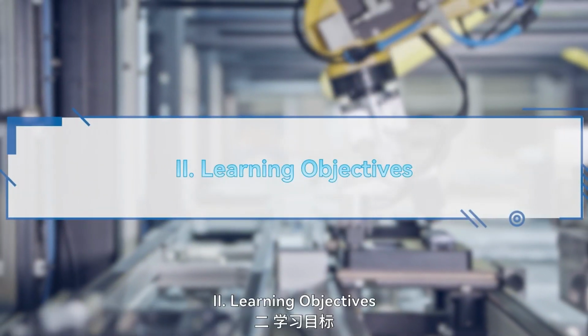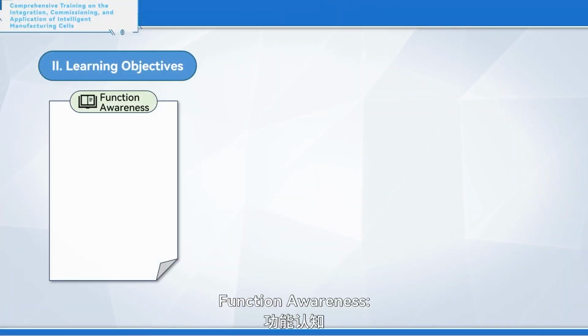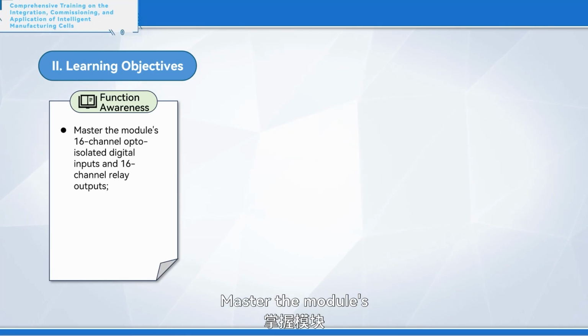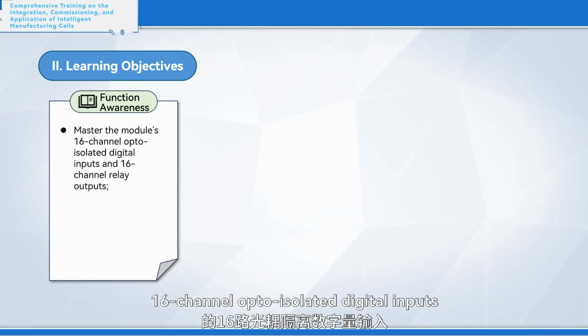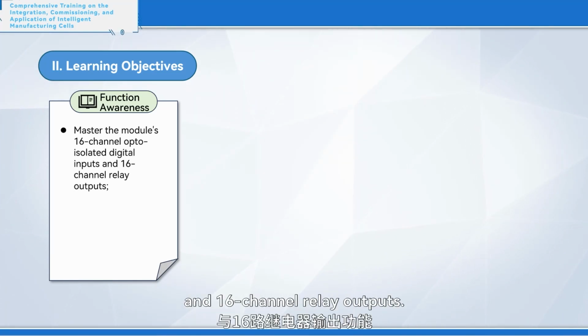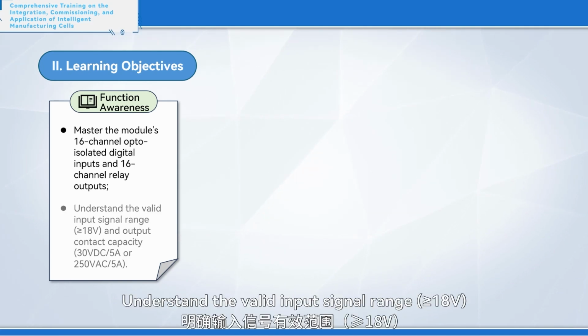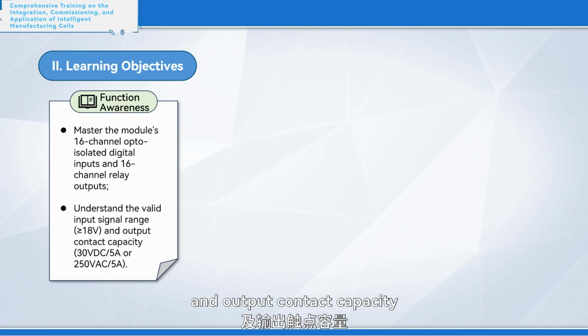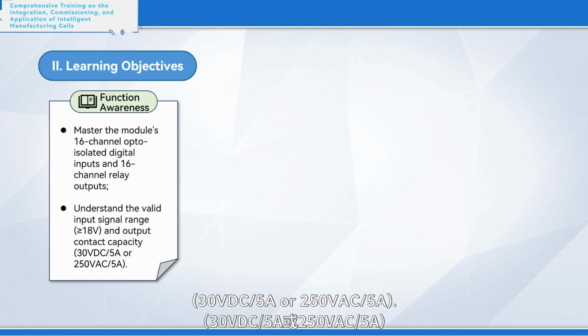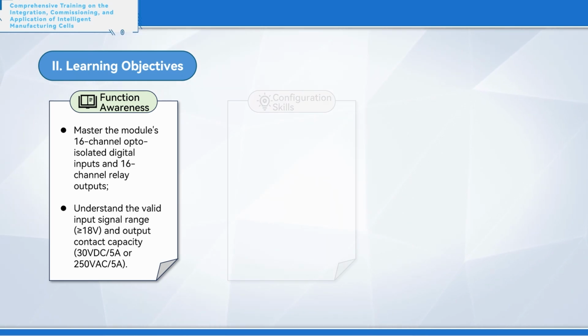2. Learning objectives. Function awareness. Master the module's 16-channel opto-isolated digital inputs and 16-channel relay outputs. Understand the valid input signal range, greater than or equal to 18 volts, and output contact capacity, 30 volts DC 5 amperes or 250 volts AC 5 amperes.